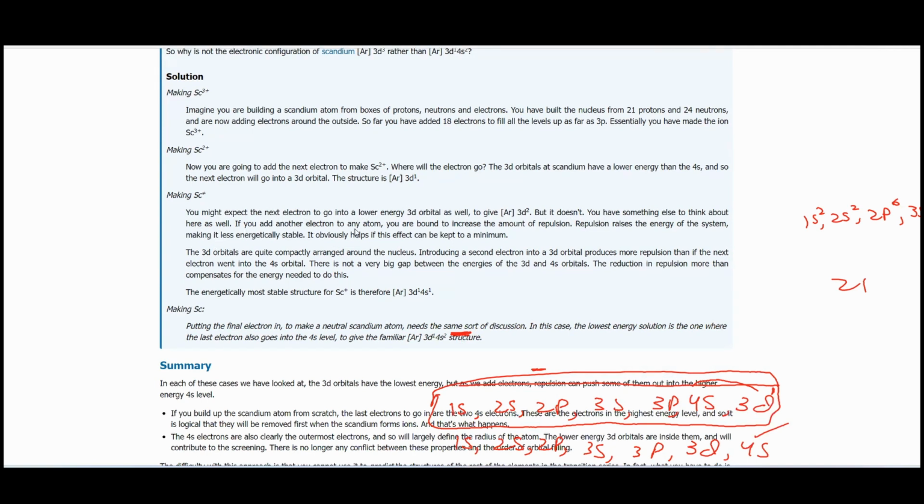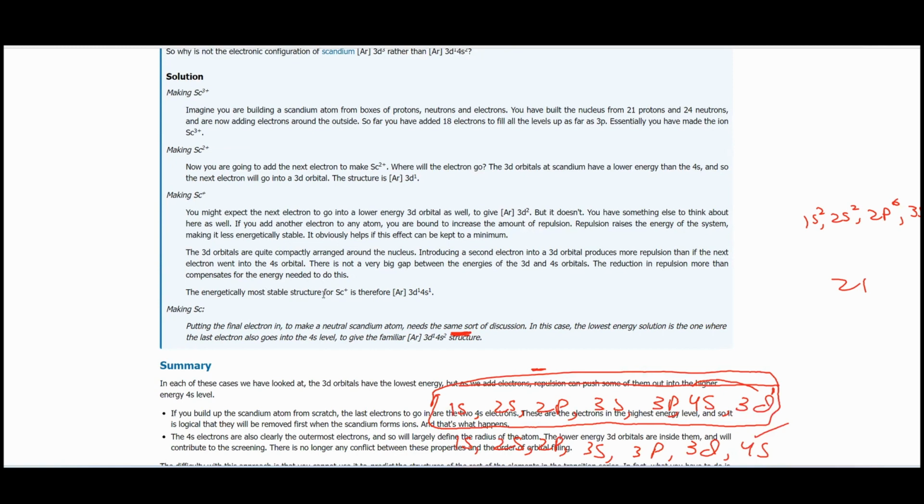If you add another electron to any atom, you are bound to increase the amount of repulsion. Repulsion raises the energy of the system, making it less energetically stable. It obviously helps if the effect can be kept to a minimum. The 3D orbitals are quite compactly arranged around the nucleus. Introducing a second electron into a 3D orbital produces more repulsion than if the next electron went into the 4s orbital. There is not a very big gap between the energies of 3D and 4s. The reduction in repulsion more than compensates for the energy needed.